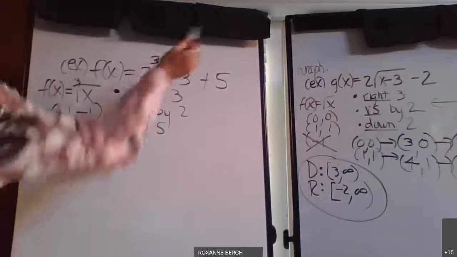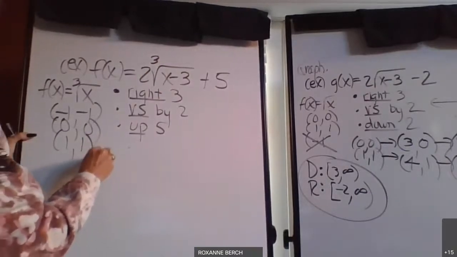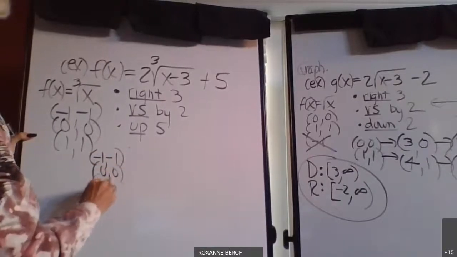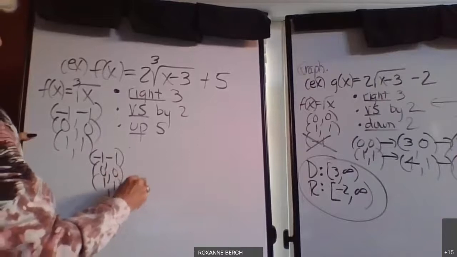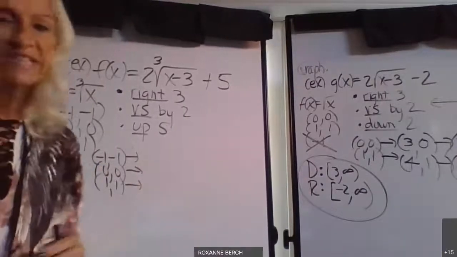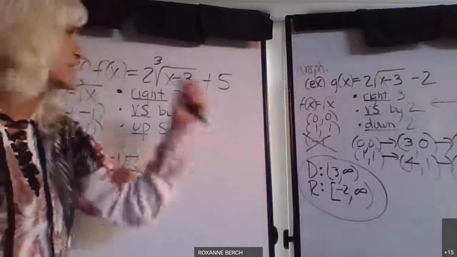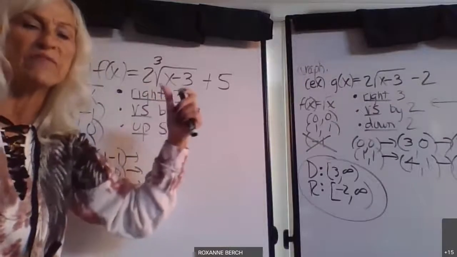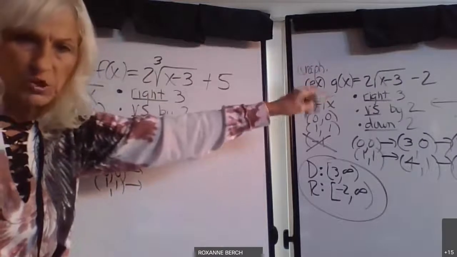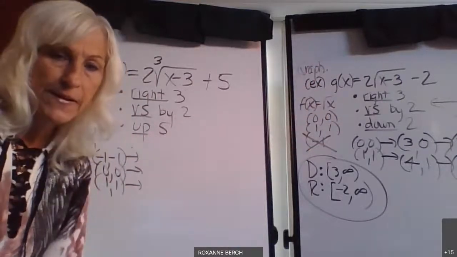So take the points. Left 1, down 1. 0, 0. Right 1, up 1. You guys, I was thinking I would get a cubic over here. These aren't inverses. The cube root is the inverse of the cubic, x cubed. The inverse of the square root is the parabola restricted.